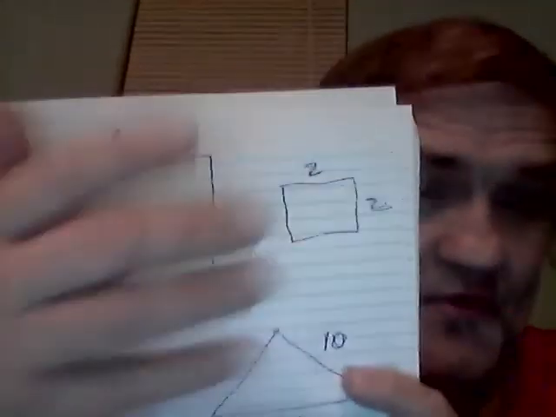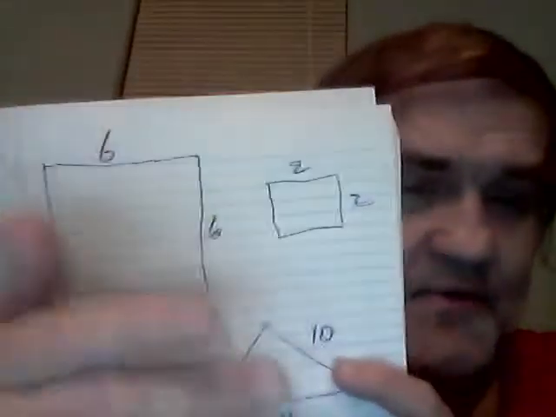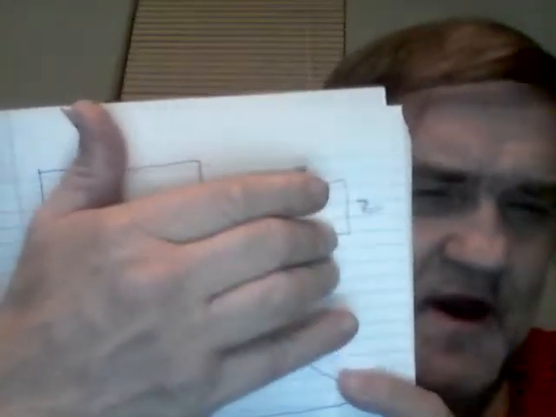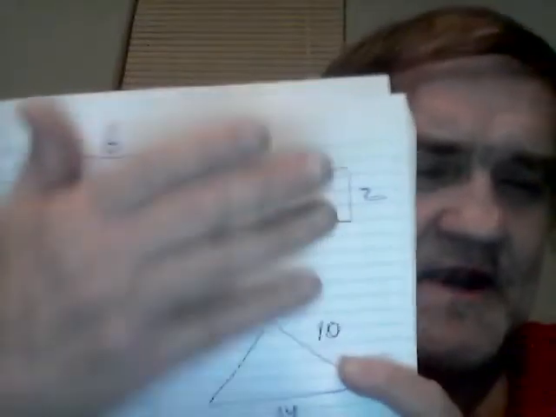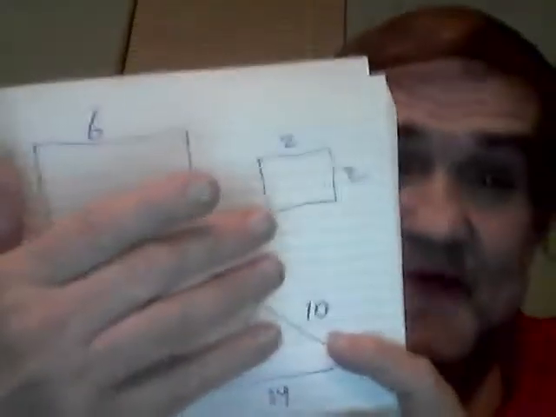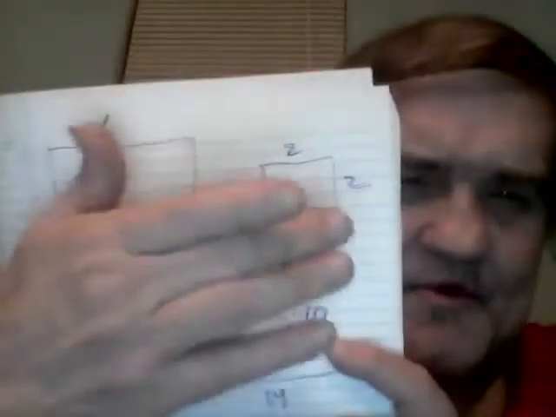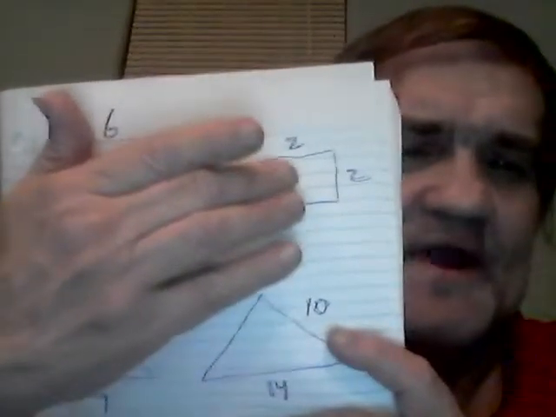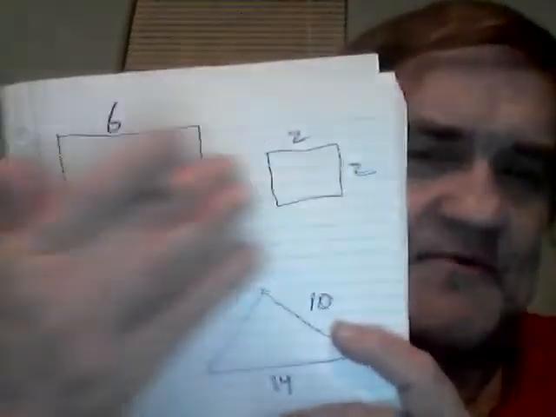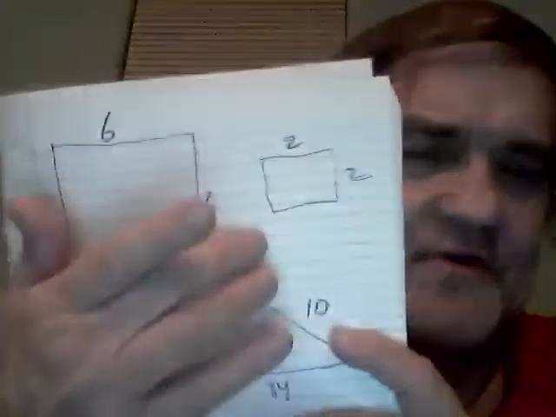That's proportional. Anytime you have any shape that's like a square or triangle or whatever, and the sides look like one's bigger than the other, they might be proportional, especially if you can multiply them by the same number. In this case, 2 times 3 is 6.